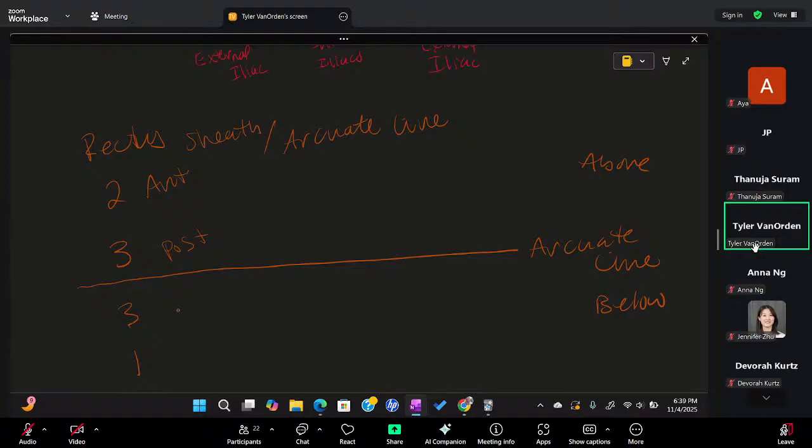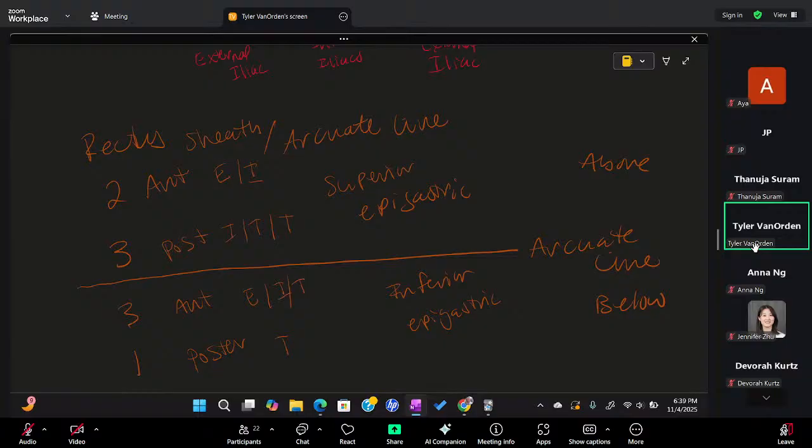And then same thing, there are 3 things that are anterior, 1 thing that is posterior below the arcuate line. And then you just have to remember that there's the superior epigastric above and then the inferior below. So those 2 things, you have E and I. You have I, T, T, and then it's the same thing, just E, I, T, and then just T.